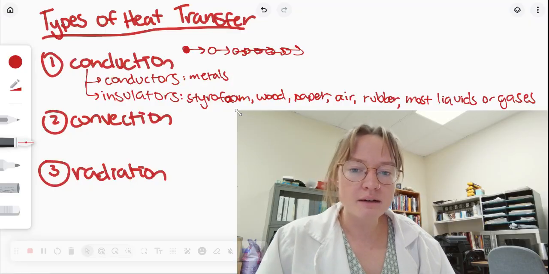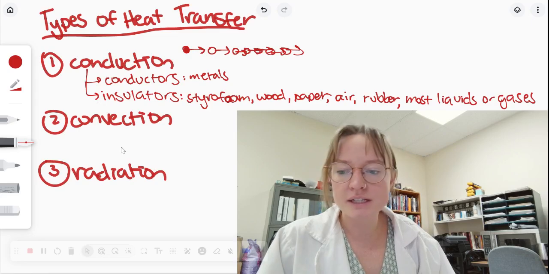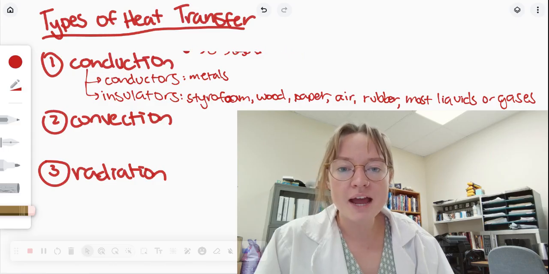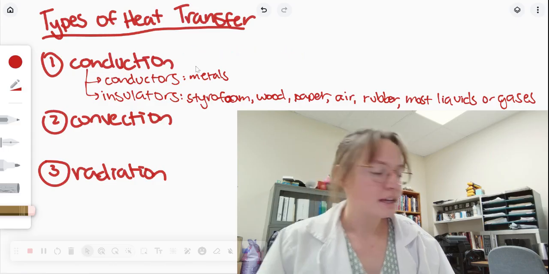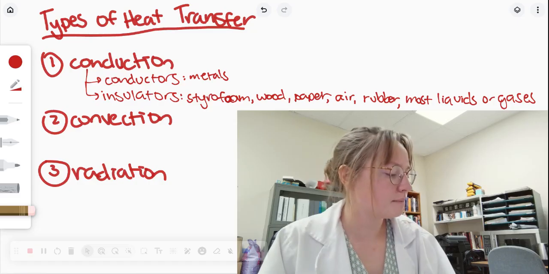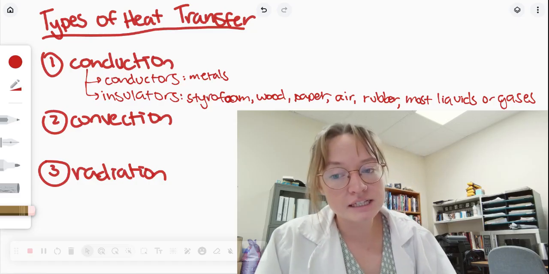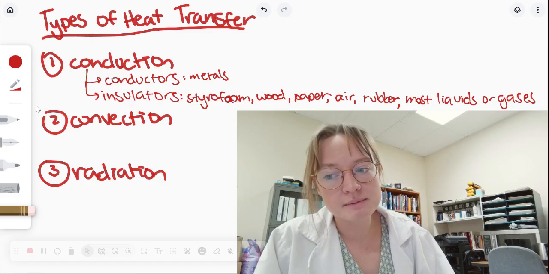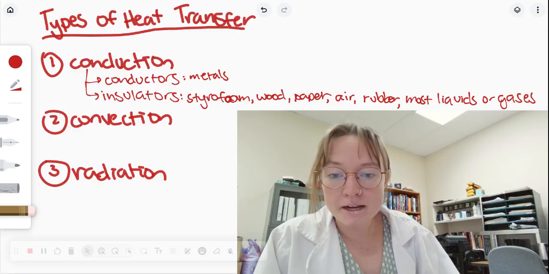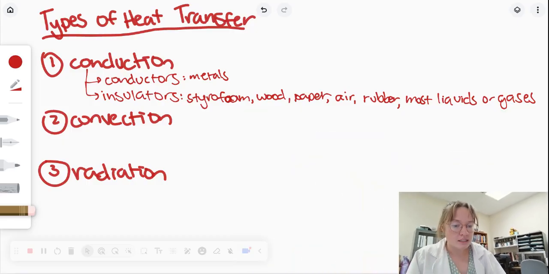Next, we're going to talk a little bit about convection, and I'll start by giving you a definition. I would definitely most certainly write this down somewhere. Convection is heat transmission by means of currents in fluids.